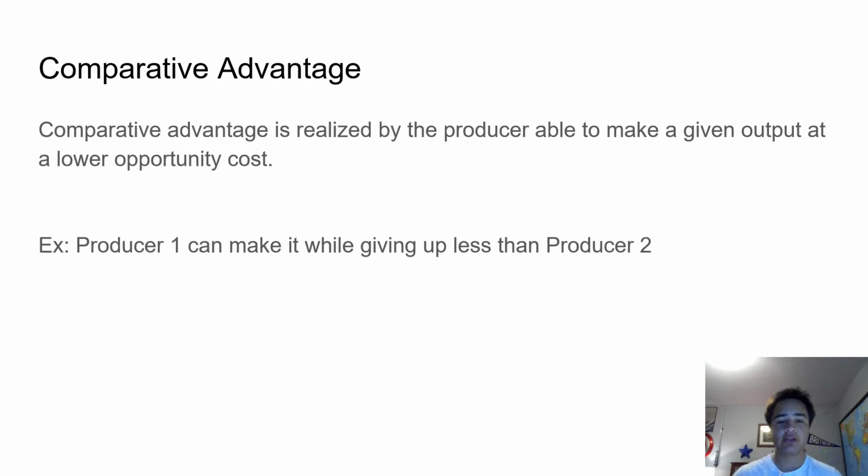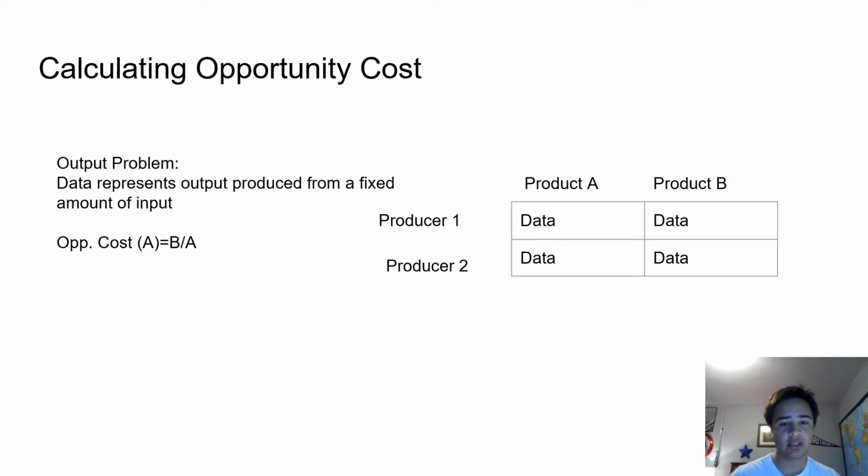So comparative advantage is realized by the producer able to make a given output at a lower opportunity cost. So this will be like if producer one can make whatever while giving up less than producer two. It all goes down to opportunity cost. So we're going to look at opportunity cost in the next slide.